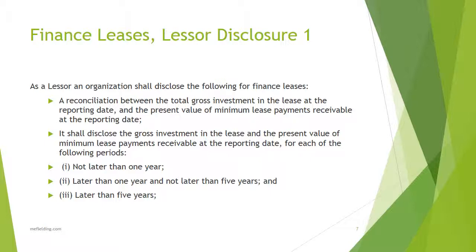Then, reading closer to the very first point there, it says at the reporting date. So if it's at the end of the year, if there's any difference between the minimum lease payment and the total gross investment in the lease, you have to show what that difference is. And then the second point goes on to stretch it out further. It's basically saying any differences between not later than 1 year, 1 to 5 years, and later than 5 years. Now those things will change if you've got changes in the lease itself.